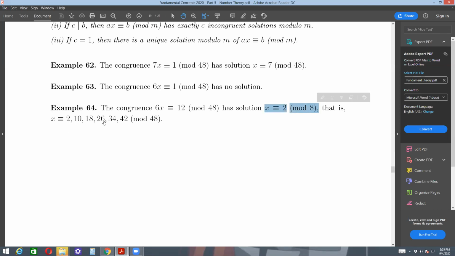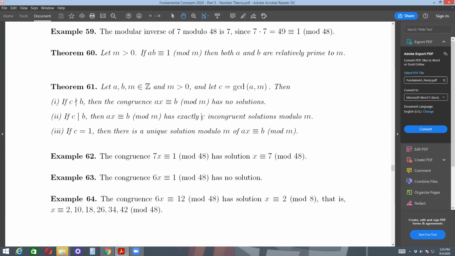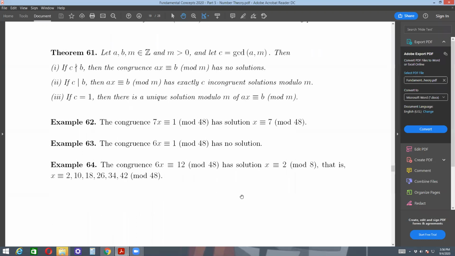This part where I talk about here is just mentioning what I mean by the C incongruent solutions. So in this case, C is 6, the GCD is 6. So based on what this theorem says, I should get 6 different solutions. Here I only have 1, but this 1 is congruent mod 8. This says I should have 6 solutions congruent mod M, which is 48. How you would obtain those 6 solutions is start to list them.